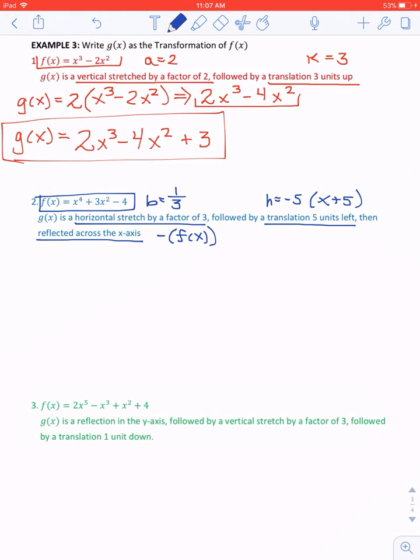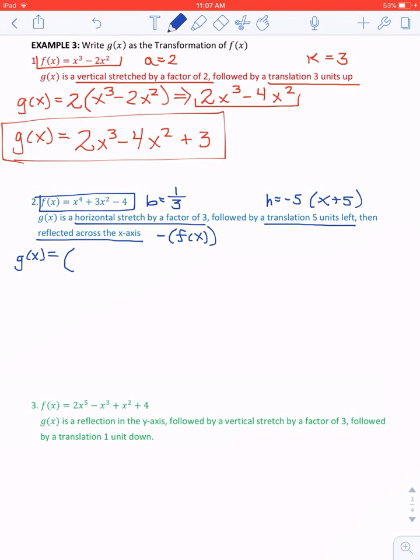So let's try putting in that b value. Here's what's different and unique. Do you notice how there are 2 x's in our f of x function? There's the x to the 4th and the x squared. That b value has to go on both of them. So do be cautious of that.